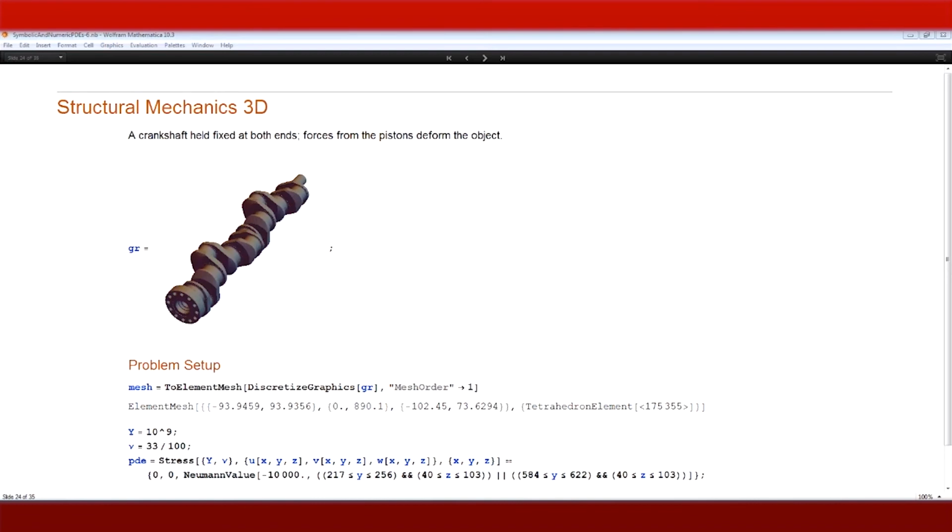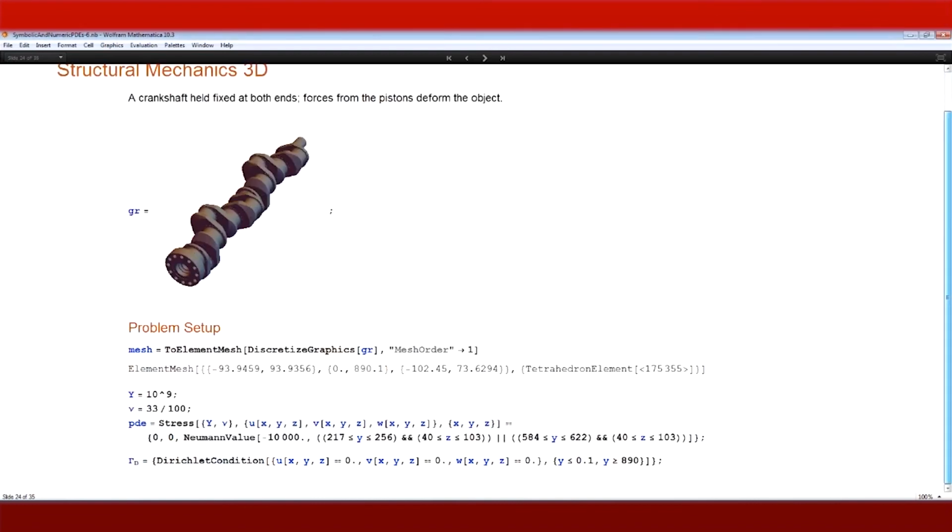Second, we set up the PDE and the boundary conditions. The stress operator is given at the end of the notebook. It takes Young's modulus and Poisson's ratio, U, V, and W as dependent variables, and X, Y, and Z as the spatial coordinates. This will return a set of 3 coupled PDEs. The first 2 are set to 0, and the last one gets a Neumann value with a value of -1000. This means that the force is pushing in the negative Z direction at the given positions.